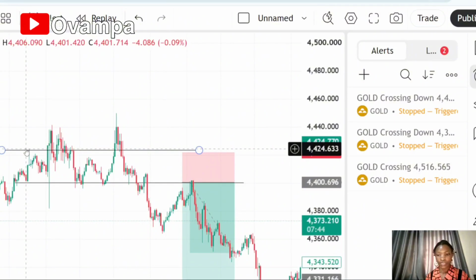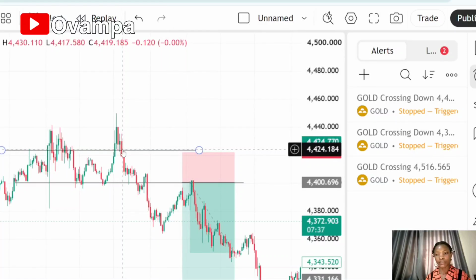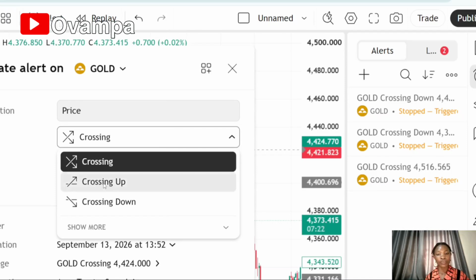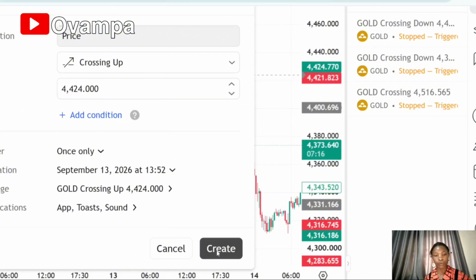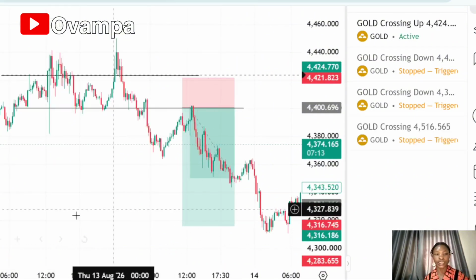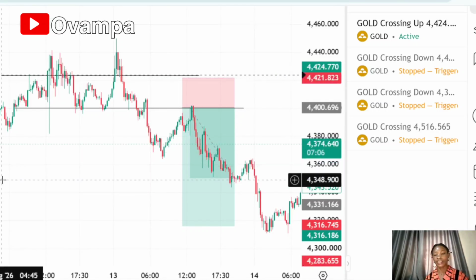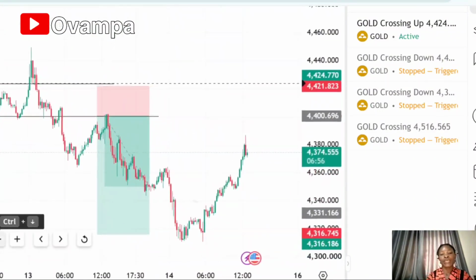So on that note, that particular level again, the same way, you just select alert again. What price is that? 4,424. So on the alert, we type in 4,424. For crossing this time around, we will select crossing up. Okay, so the moment you do that, you simply remember to always select create so that it will be added. So you know that alert is added when you look at your screen and you see the line there. Okay, that is one of the ways you can set alert. So imagine that for anything you are expecting on the charts.